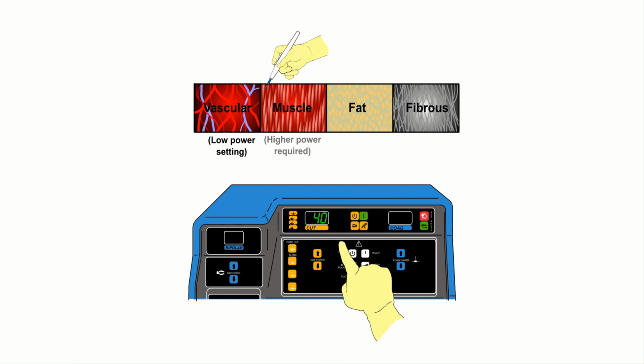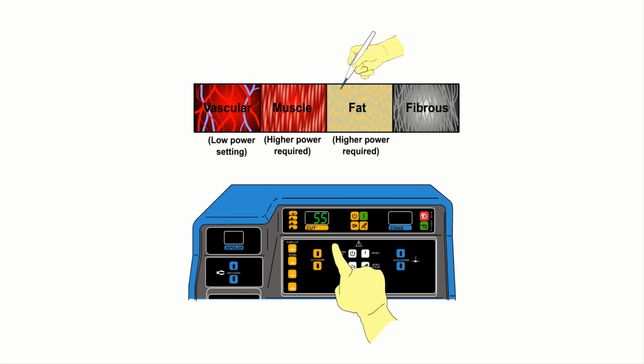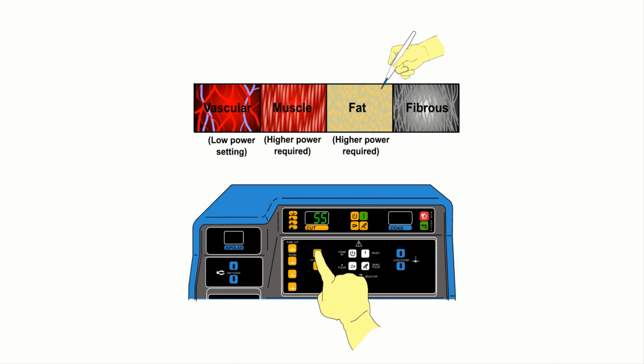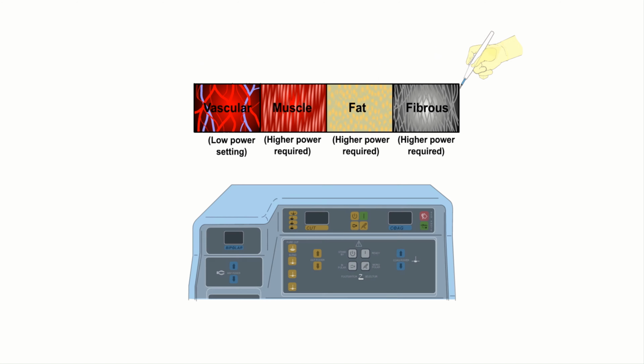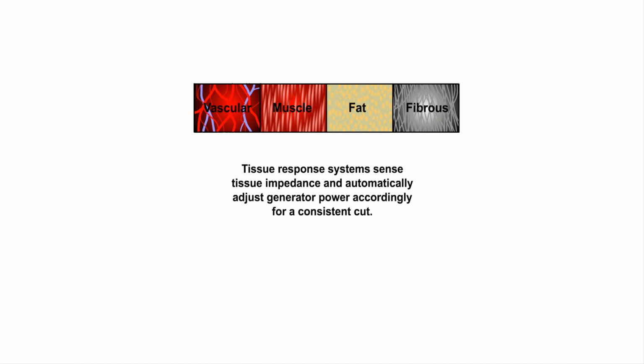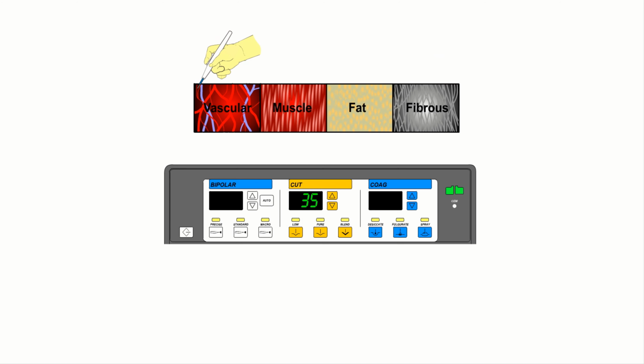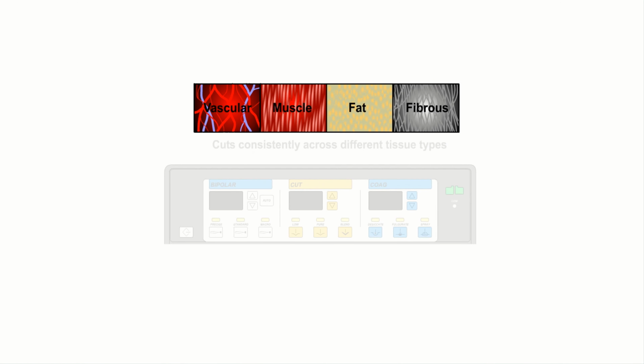As we mentioned before, different tissues have different tissue resistance. The higher the resistance, the higher the power required to achieve the electrosurgical effect. Fat and fibrous tissue represent the most resistant tissue.